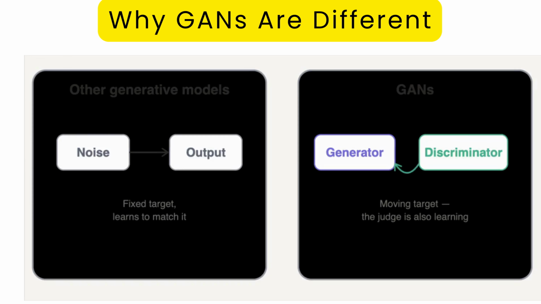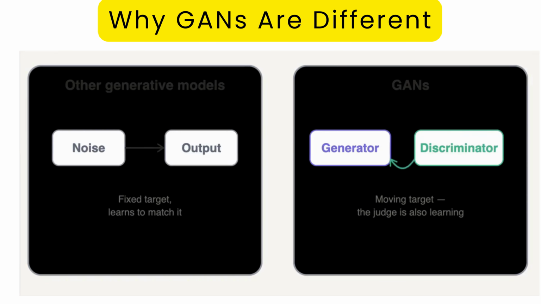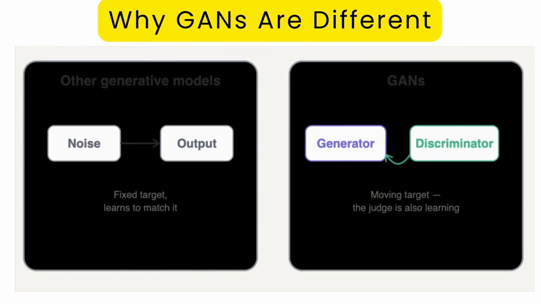Now you might be thinking, what is new in this? There are multiple AI models that can also produce images like this. So what makes GAN special? The interesting part is the competition between the generator and the discriminator. In many machine learning systems, a model is trained towards a particular target or objective. But in GAN, there are two models running against each other. The generator is trying to fool the discriminator, and the discriminator is trying not to be fooled. So the challenge keeps changing as both models improve.